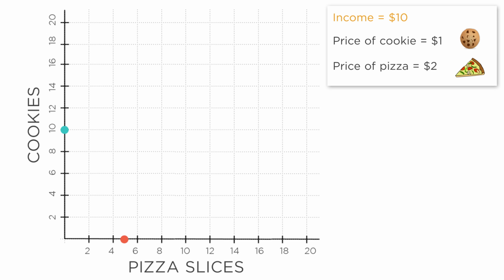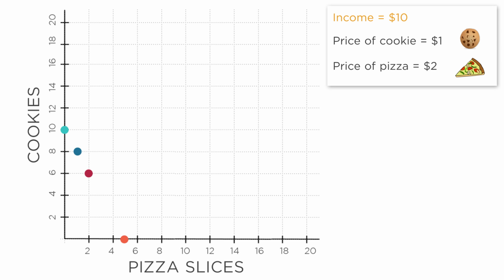Of course, you can mix and match too. You could get 1 slice of pizza for $2 and then have $8 left over to buy 8 cookies. That puts you at this point here, 8 cookies and 1 slice of pizza. You could get 2 slices of pizza for $4 total and then have $6 left over to buy 6 cookies. That puts you at this point here, 6 cookies and 2 slices of pizza.